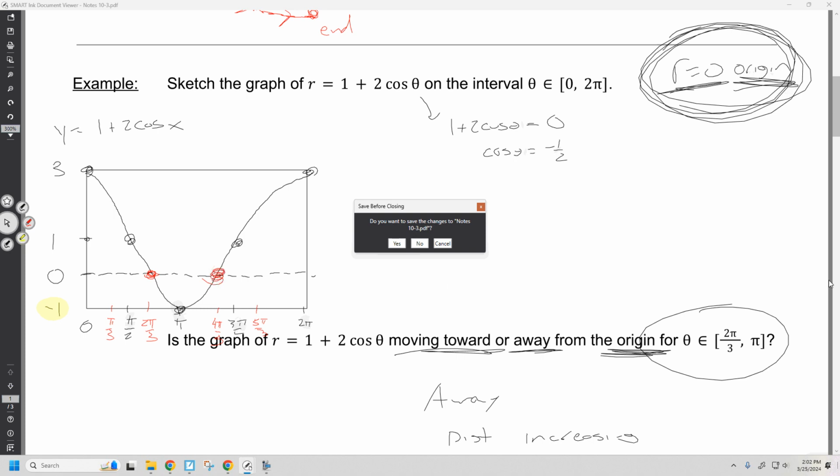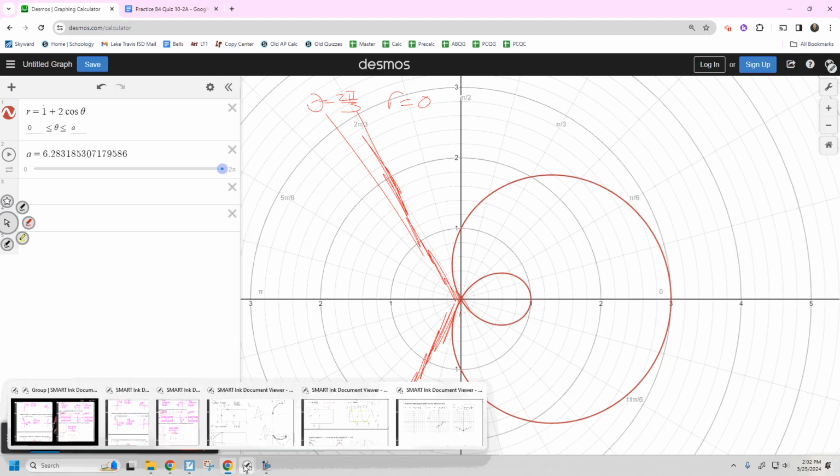Next question. From pi to 4 pi over 3. Answer it. From pi to 4 pi over 3. Answer the question.